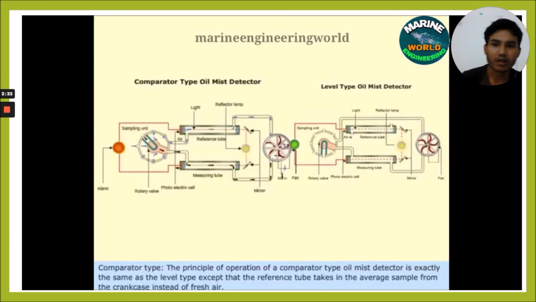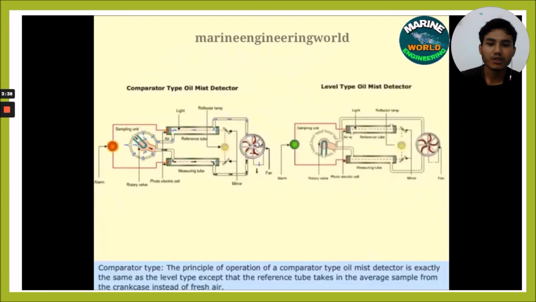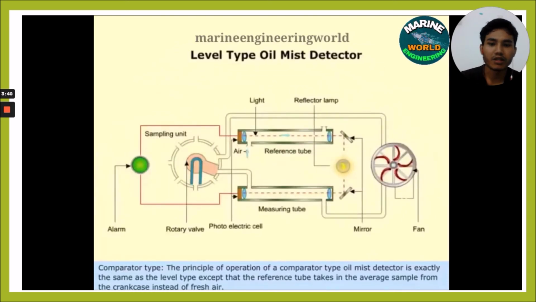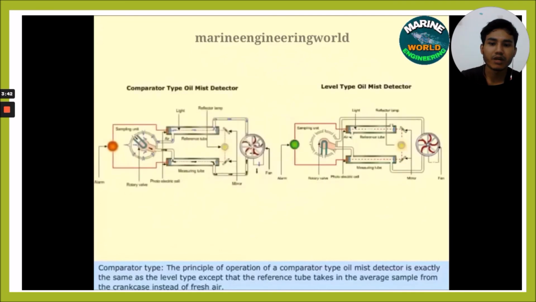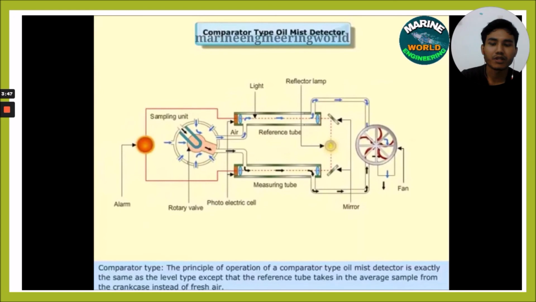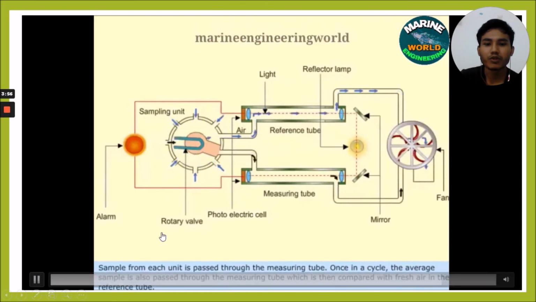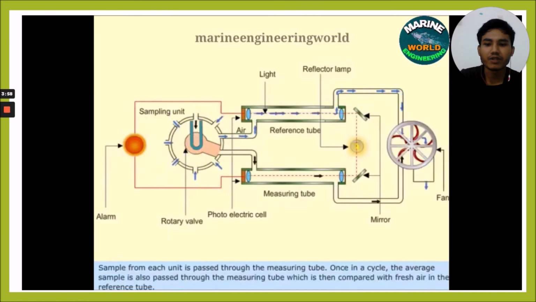Besides that, there is also a comparator type oil mist detector. The principle of operation of the comparator type oil mist detector is exactly the same as the level type, except the reference tube takes in the average sample from the crankcase instead of fresh air. The sample from the unit passes through the measuring tube once in a cycle. The average sample is also passed through the measuring tube, which is then compared with the fresh air in the reference tube.